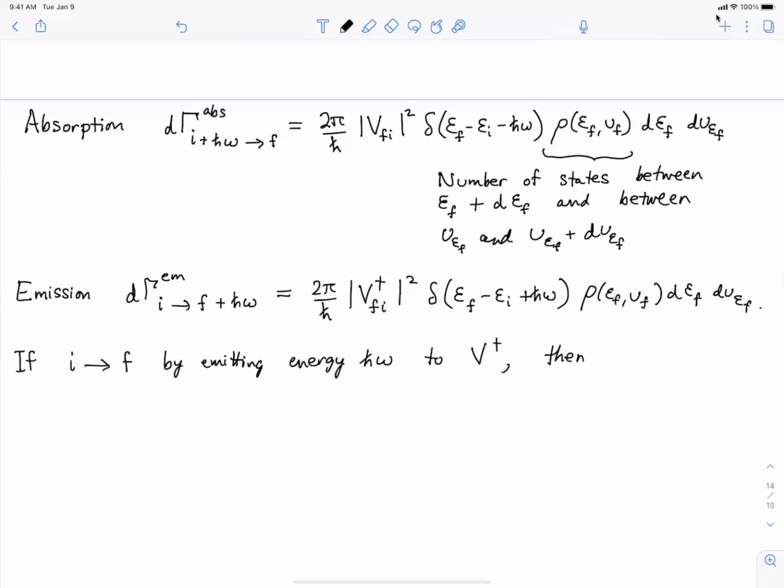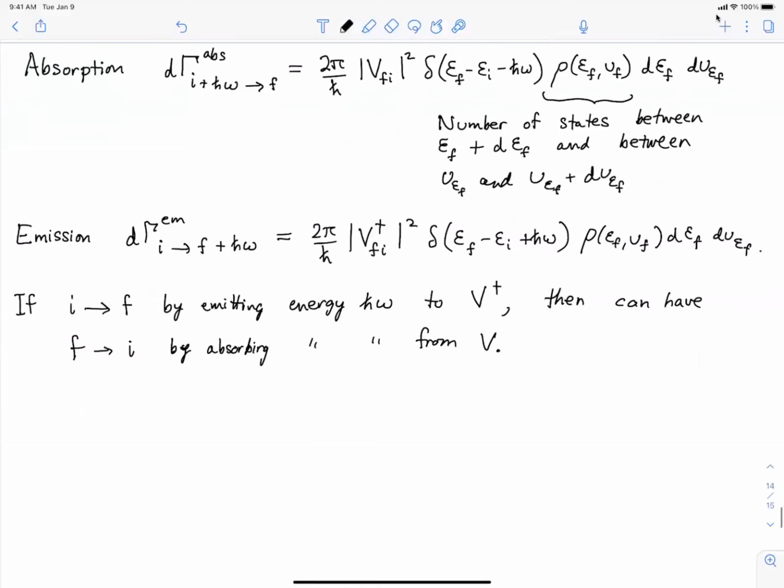Then it must also be possible, because everything works, meaning the delta functions work and everything else, to go from the final state to the initial state by absorbing the same amount of energy. So now it's from V. So if one process works, then the other process works. And so it's natural to ask, well, can we calculate one and then get the answer for the other one? And the answer is yes. And here's the reason why it works.